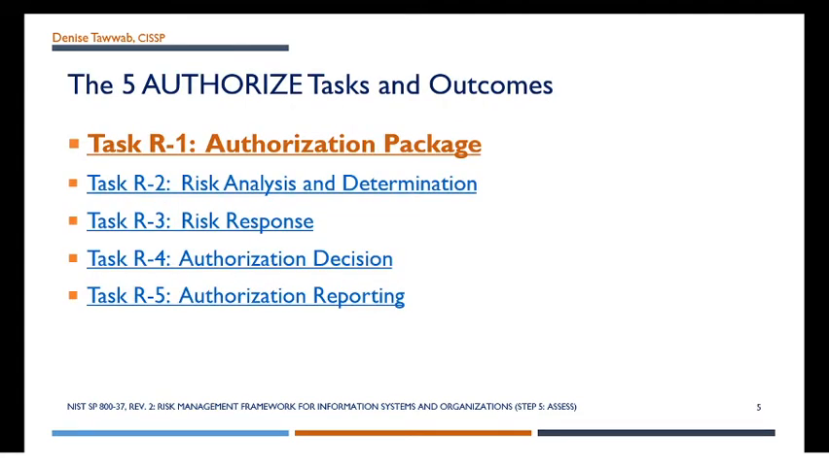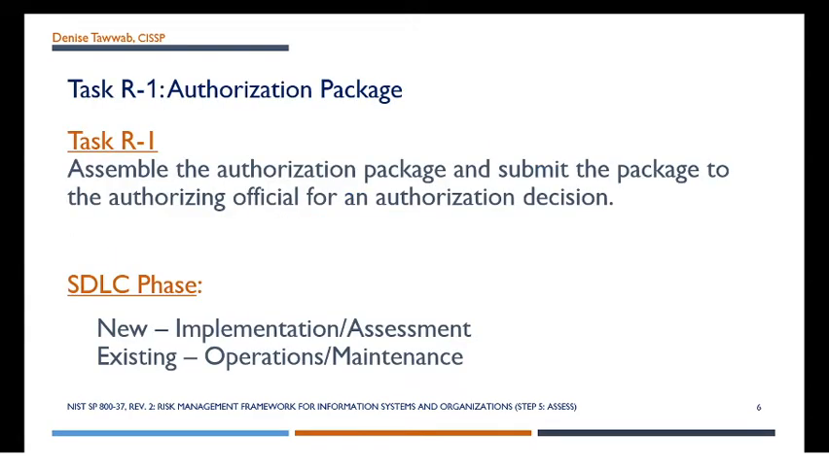All right, within the authorization step, there are 5 tasks, and we'll get into each one of them. The first task in the authorized step of the risk management framework is the authorization package. In task R1, authorization package, you assemble the authorization package and submit the package to the authorizing official for an authorization decision.